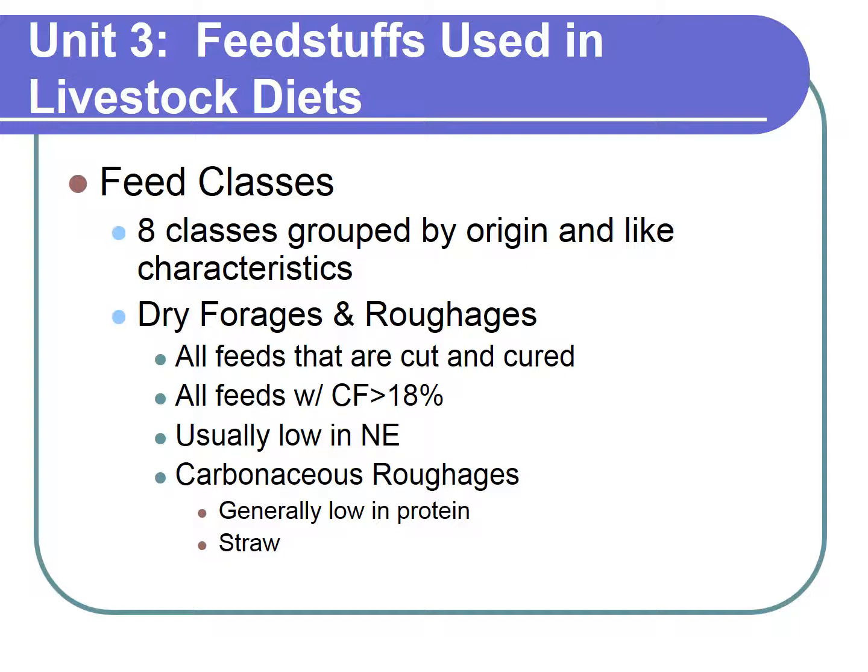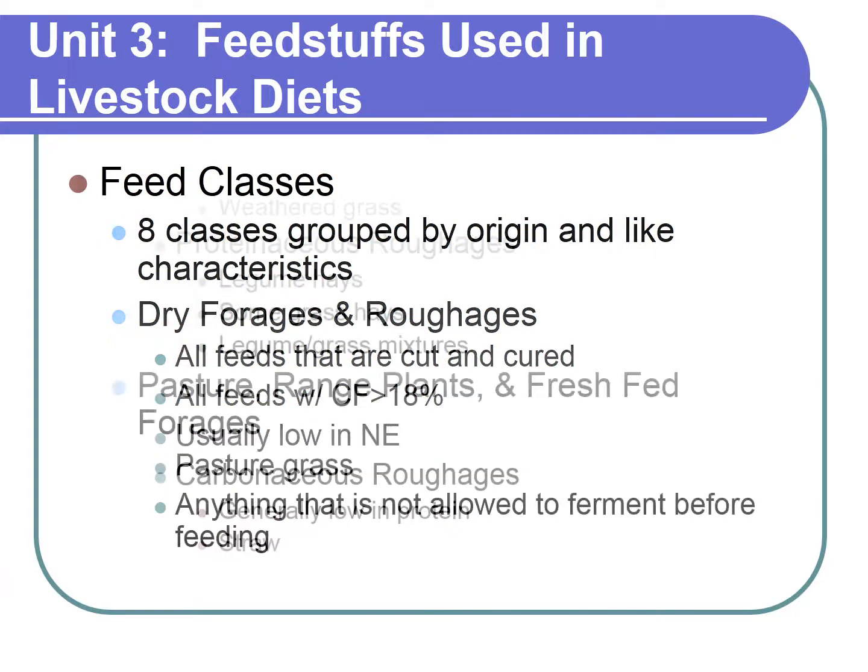Generally, when we talk about dry roughages, dry forages, things like straw and hay, they're generally low in net energy. So you're not going to pick alfalfa hay to improve the energy profile of your ration. It's just not going to work. You're not going to feed straw in order to get more energy into your cattle. It just won't work. So carbonaceous roughages, things like straw, are generally very low in protein, very high in crude fiber.